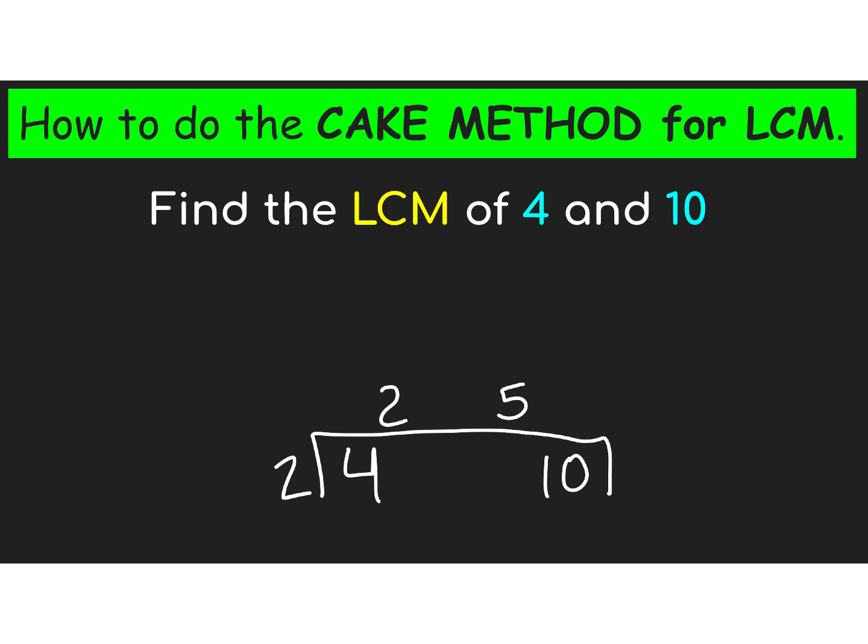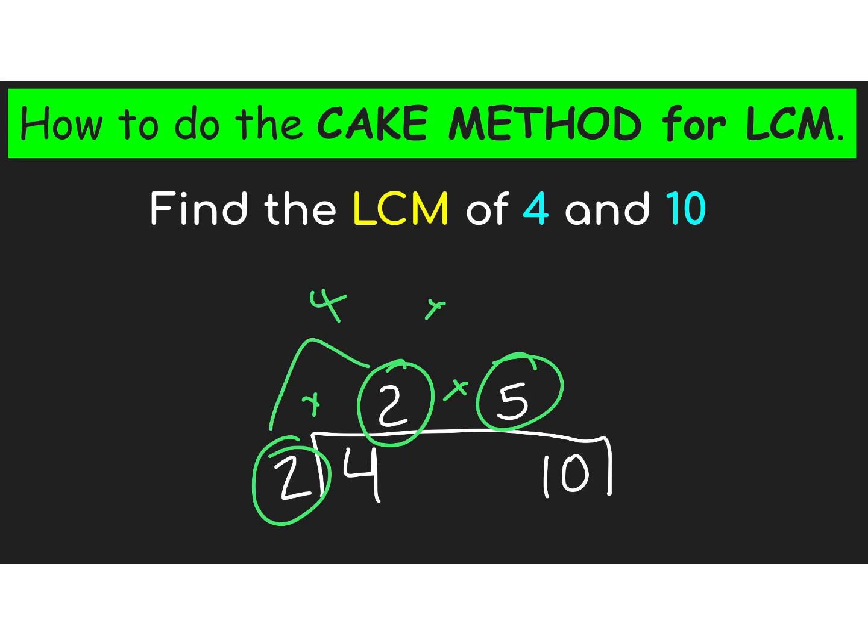At this point, this is when I'm going to use all the numbers that are outside the cake. So when we did greatest common factor, we just used the 2. But with the least common multiple, we use all 3 numbers and we multiply them all together. So 2 times 2 is 4, and then 4 times 5 equals 20. So 20 is the least common multiple of 4 and 10.